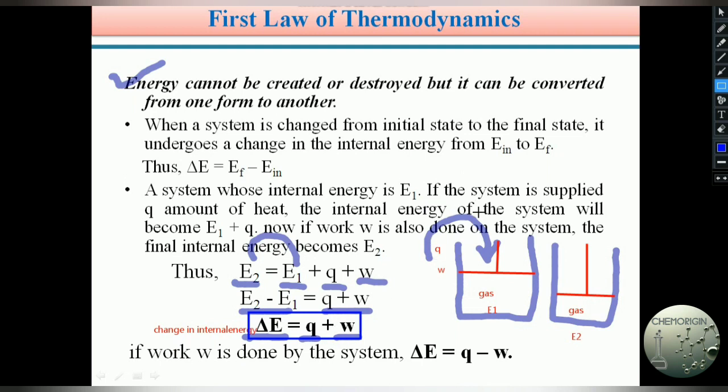So here work is done on the system. Suppose, for example, you can assume like this, students.